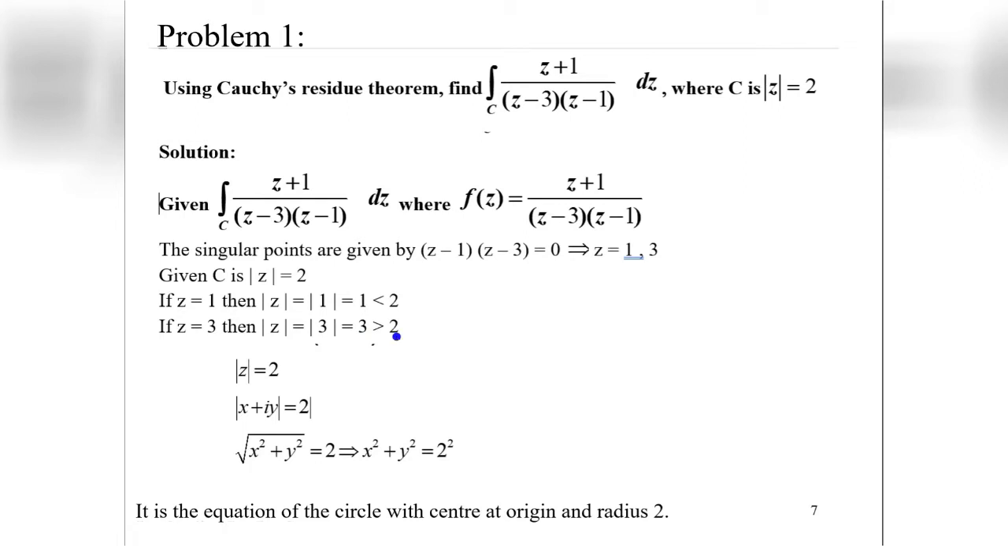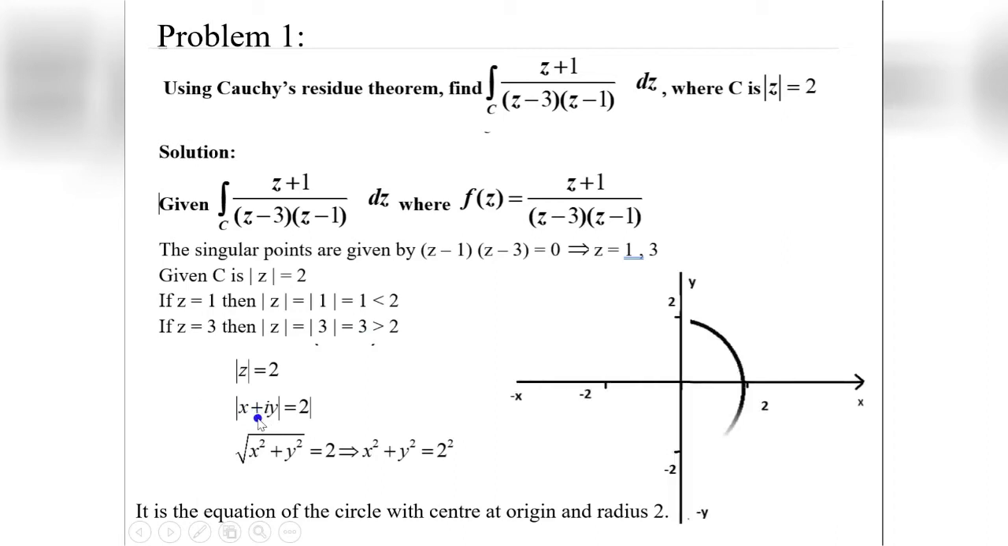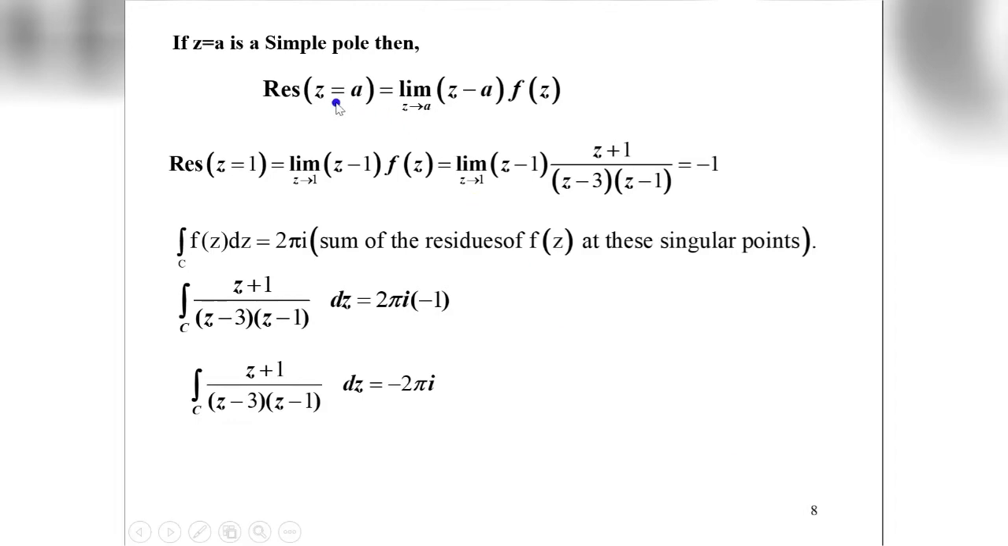The other way of understanding is visual representation. Modulus of z equal to 2, that is modulus of x plus iy equal to 2, is a circle equation with center 0, 0 and radius 2, in which the first pole z equal to 1 lies inside, and z equal to 3 lies outside. So only one pole lies inside. For that we have to find the residue, and it is a simple pole. By the condition, the residue at z equal to a is the limit as z tends to a of z minus a times f of z.